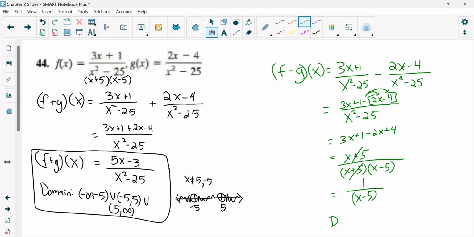Our domain is still the same as what it was before. That's not changing. So we can just go ahead and rewrite that. It still couldn't be negative 5 or 5. So our domain goes from negative infinity to negative 5. Negative 5 to positive 5. And then 5 to infinity. So that's the subtraction.